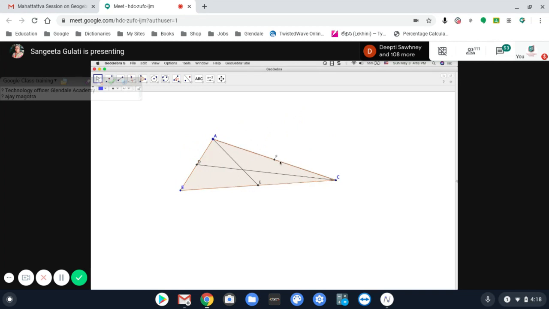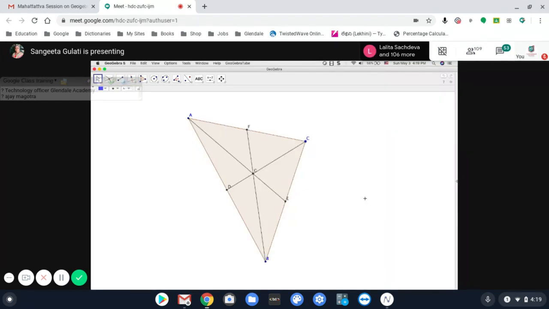You can choose the intersect tool and intersect two medians. It will give you by default the point named G. So usually we represent the centroid of a triangle with the letter G. So that is the way you would be able to get the centroid of a triangle, and also a verification of the result that the medians of a triangle are concurrent.